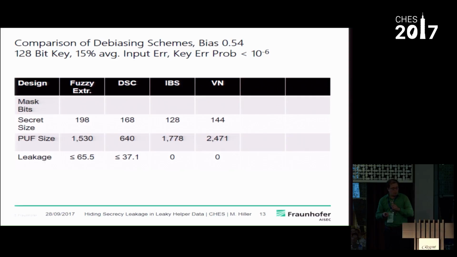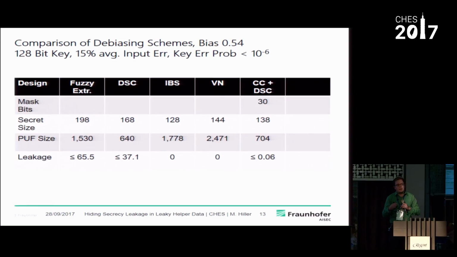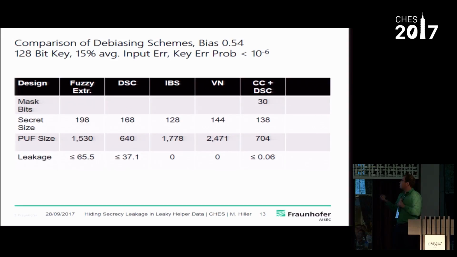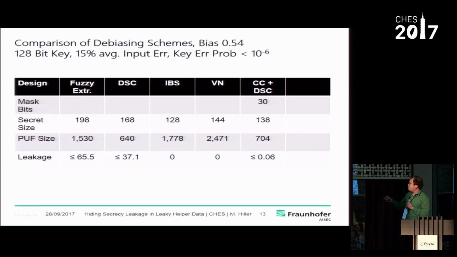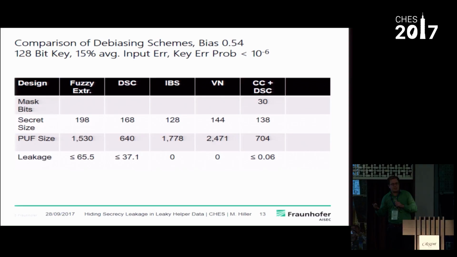And to compare that with our coset coding approach, coset coding works well with high rate codes with low redundancy. So with that, we have a concatenated approach here, where we first have differential sequence coding to reduce the input error probability, and then do the debiasing with coset coding. And due to the code parameters for Reed-Muller codes, we have a secret of 138. We have 30 mask bits that were applied, and with that, we can upper bound the leakage by 0.06 bits leakage on the entire key.